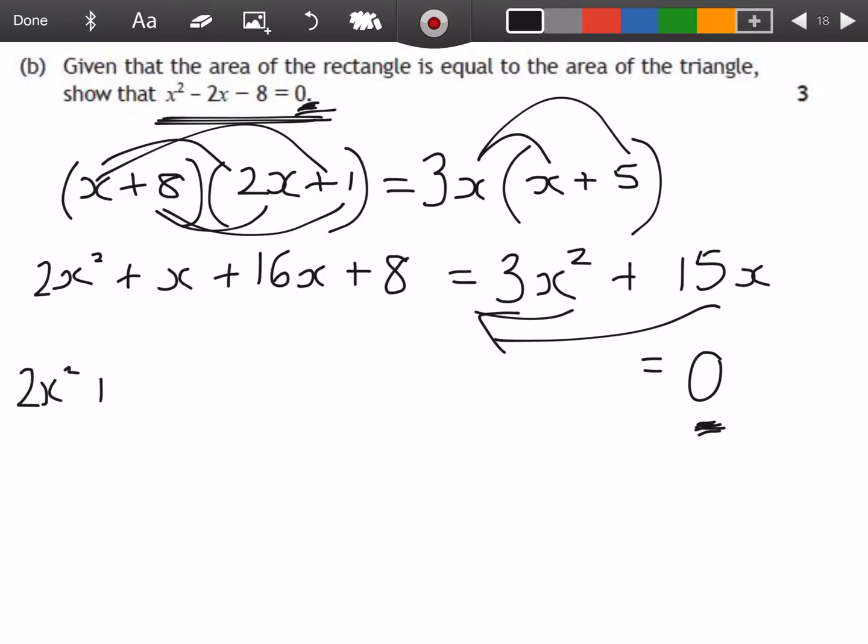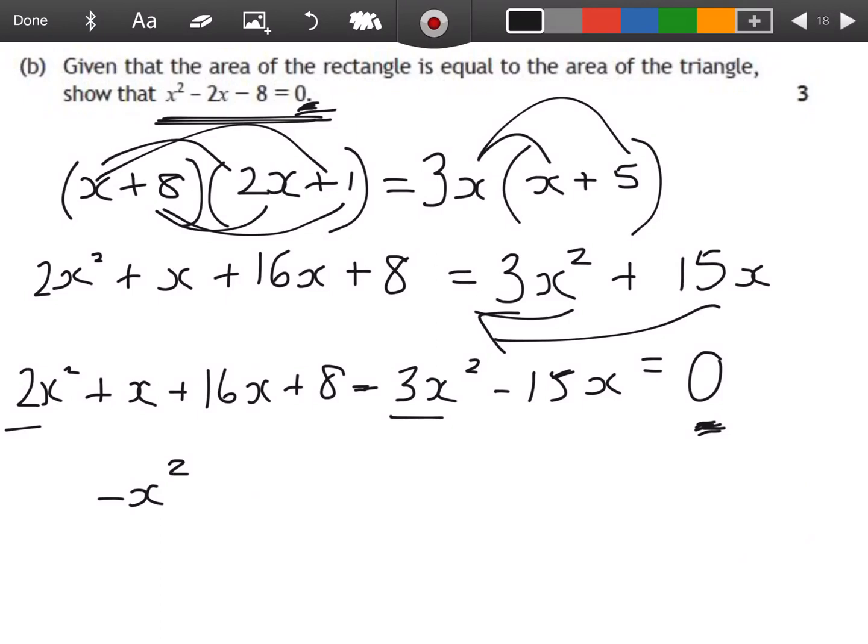So I've got 2x squared, plus an x, plus 16x. I'll tidy it all up in a wee minute. We've taken away the 3x squareds and we're going to take away the 15x as well. Let's tidy it a wee bit. 2x squareds take away 3x squareds leaves you with negative 1x squared. Plus x, plus 16x, that's 17x. Take away 15x. 17, take away 15, it leaves me with plus 2x. And we've got a plus 8 in the middle.